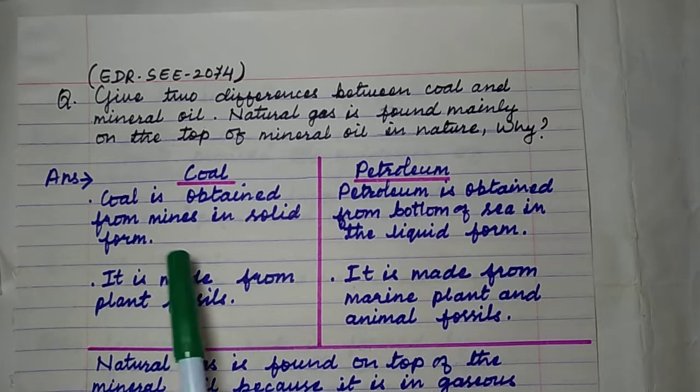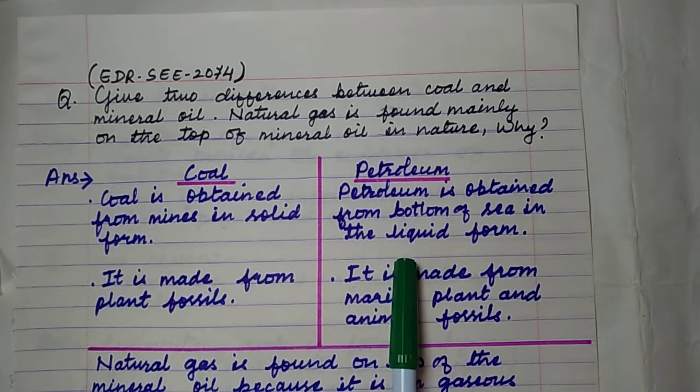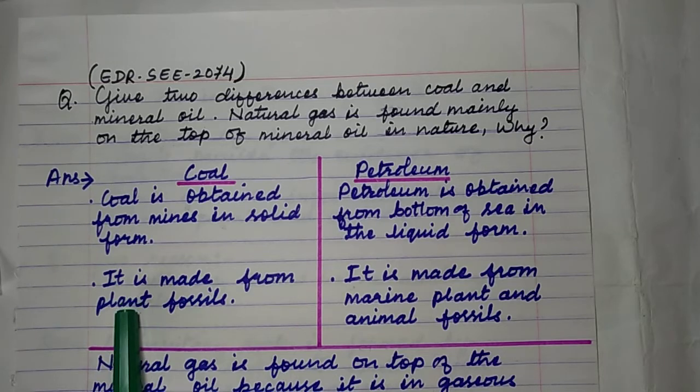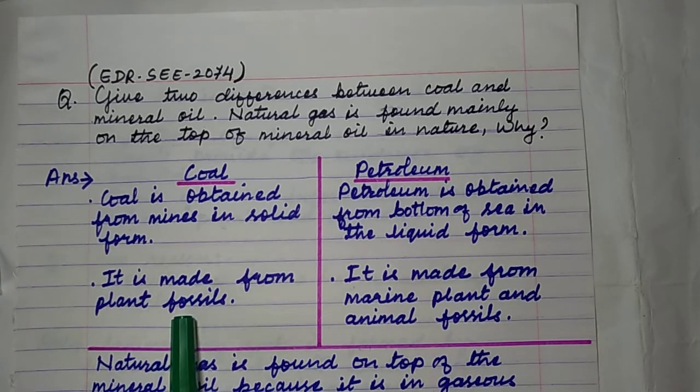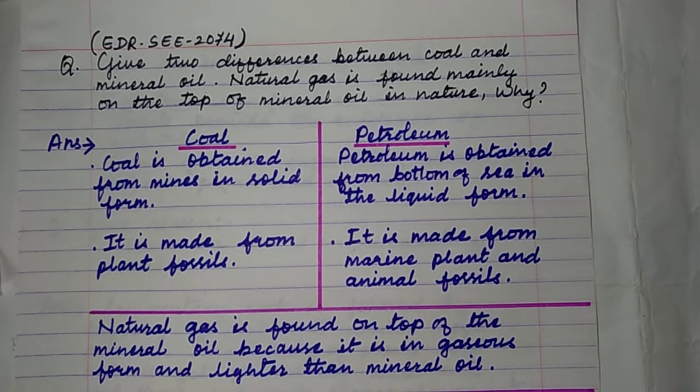Yes, coal is solid, petroleum is liquid. Liquid means that this is a viscous liquid, a very thick liquid. And coal is made mainly from plant fossils of fern trees of the Paleozoic era, whereas petroleum is made from marine plants and animals, marine plant and animal fossils. These are the differences.